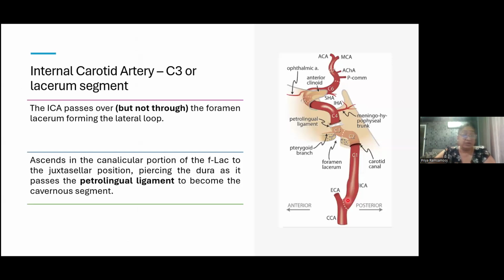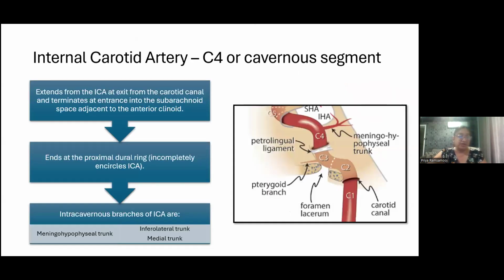So we're moving along and we've gotten to C3 now. Importantly, the ICA passes over, but not through the foramen lacerum, forming a lateral loop. And it ascends in the canalicular portion of the foramen lacerum to the juxtacellular position, piercing the dura as it passes the petrolingual ligament to become the cavernous sinus, right? Usually it's not too visible angiographically, but that is the C3 segment.